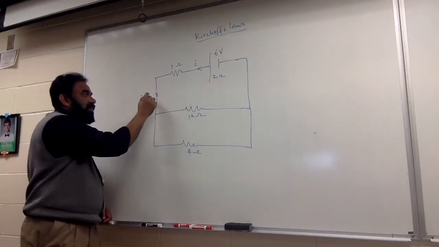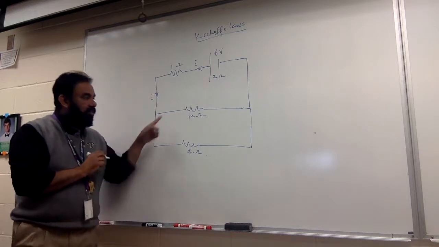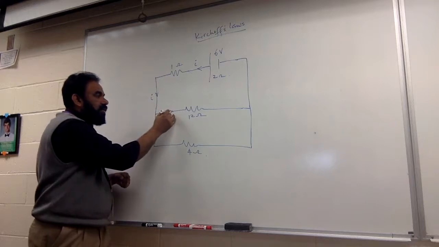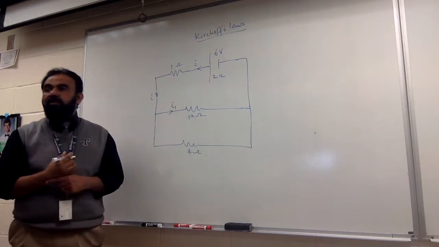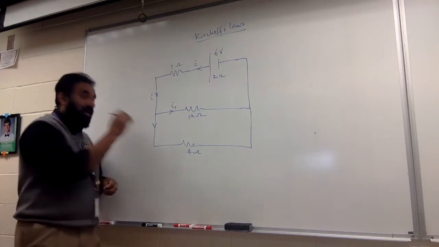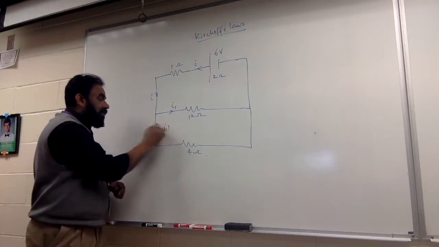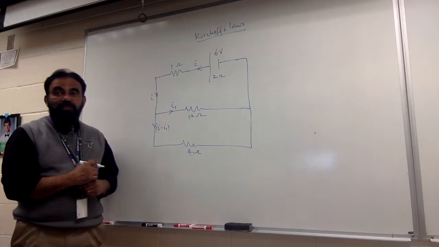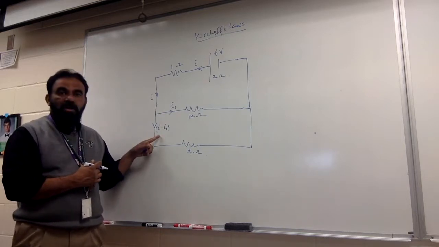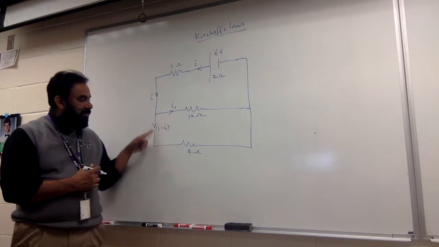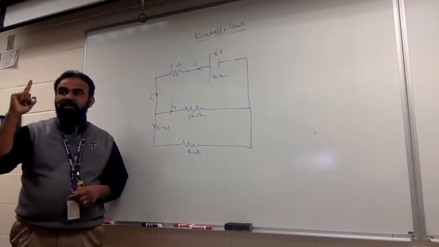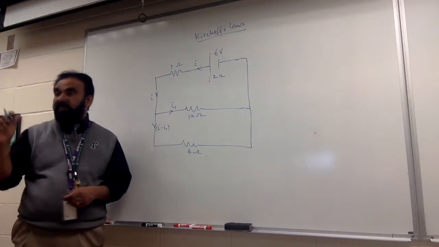Do you know the current here? I. Do you know the current over here? Call it I1, because you don't know what it is. What is the current here? I minus I1. Good. So don't use too many variables. Try to simplify it as much as you can. What law have you used to get this number, I minus I1? The first law, which says net current is equal to 0 at any junction.